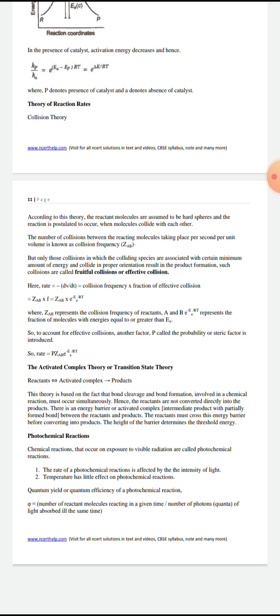Photochemical reactions are chemical reactions that occur on exposure to visible radiation. The rate of a photochemical reaction is affected by the intensity of light, and temperature has little effect on a photochemical reaction. The quantum yield or quantum efficiency of a photochemical reaction is equal to the number of reactant molecules reacting in a given time divided by the number of photons of light absorbed in the same time.